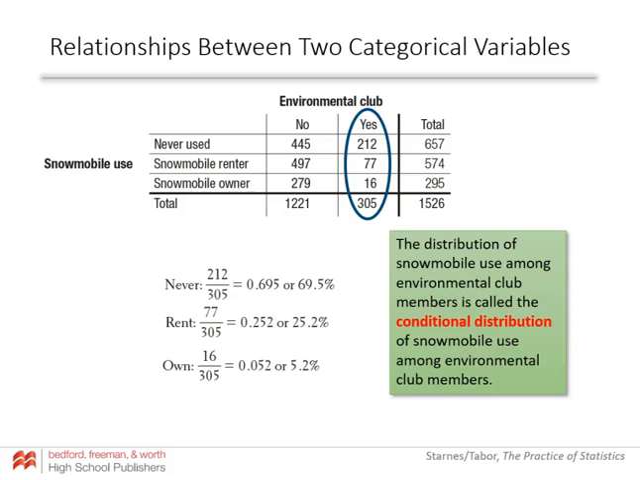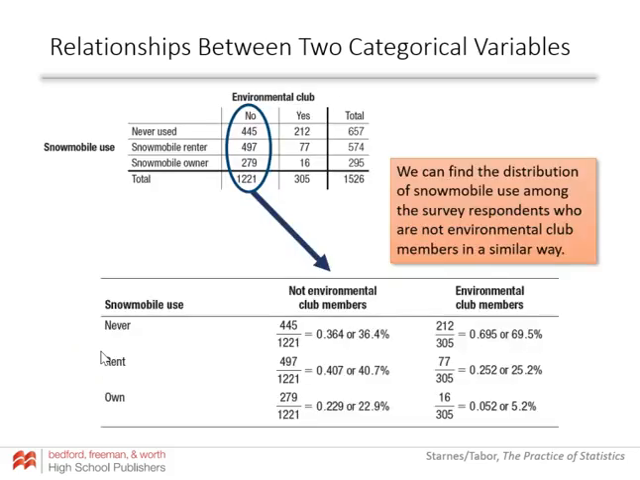So what percent of club members never use a snowmobile? 212 out of 305. What percent rent? What percent own? The distribution means to list out all of the different groups and then what percent are in that group. Here's another example. We can find the distribution of snowmobile use among people who are not in environmental club. Same thing, now we're looking at the no column. What percent never used, rented, and owned?